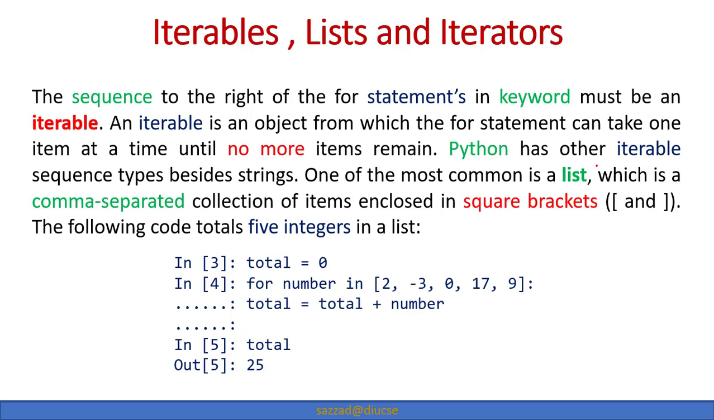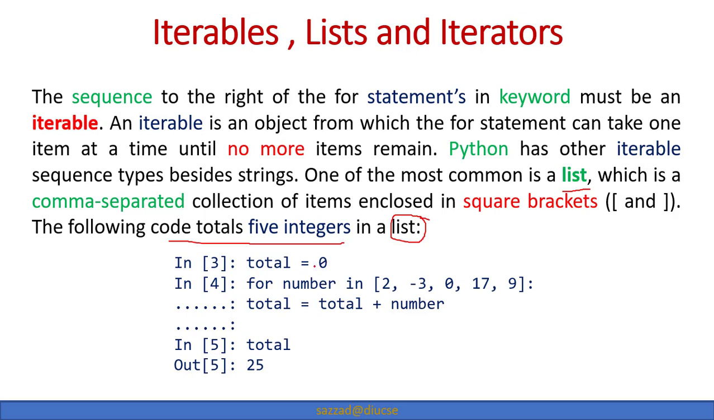Python has other iterable sequence types besides string. One of the most common is a list. A list is also an iterable that works with the for or while statement, and is a comma separated collection of items enclosed in square brackets. The following code totals 5 integers in a list. So now we are trying to use a list with the for iteration process. We give a total of 5 numbers provided in a list and separated by commas. As you can see, we use a variable to hold the summation of those values, which is why we are initializing it.